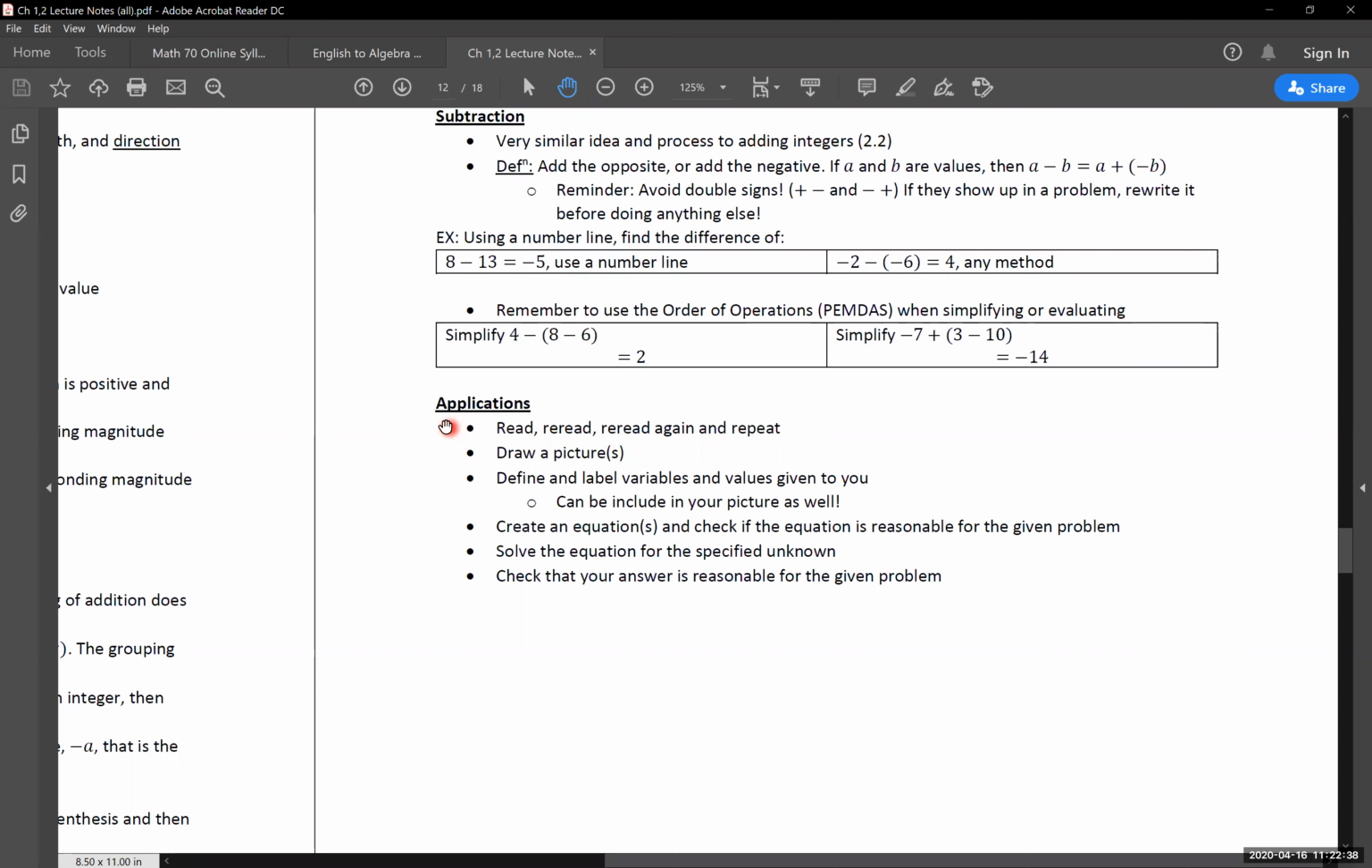Get yourself familiar with what's going on in the problem, but do not rush that. It's a very important step in this overall process. Draw pictures if you need to. You don't need to be an artist. This is not an art class, so I'm not going to be grading you guys or grading your scratch work on how well you could draw a boat or how well you could draw a car or anything like that. But making that visual for yourself is very, very helpful.